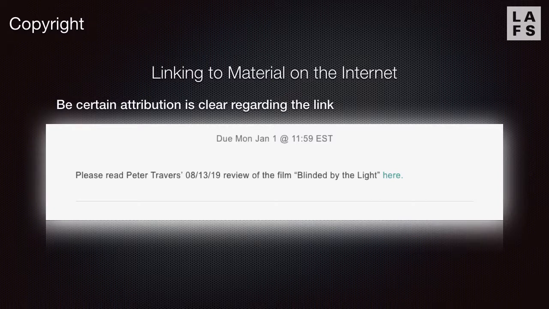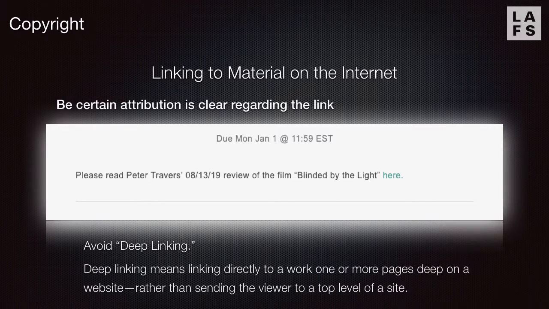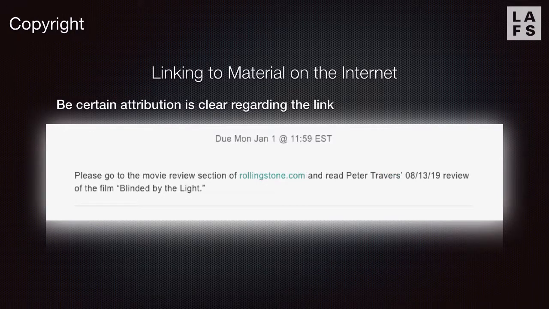For example, you could say, "Please read Peter Travers' August 13th review of the film Blinded by the Light at this link." Even better, avoid deep linking. Deep linking means linking directly to a work one or more pages deep in the website. Even the above example is considered deep linking because you're not going to the upper level of the website. It would be better done: "Please go to the movie review section of rollingstone.com and read Peter Travers' August 13th review of the film Blinded by the Light." This way there is no confusion as to who owns the work.